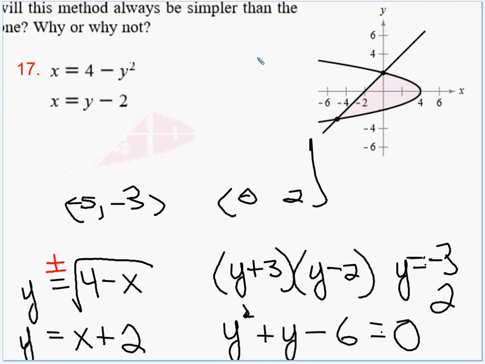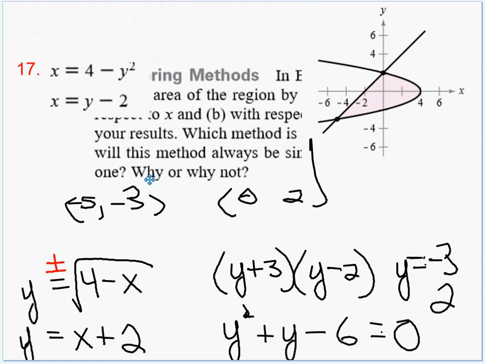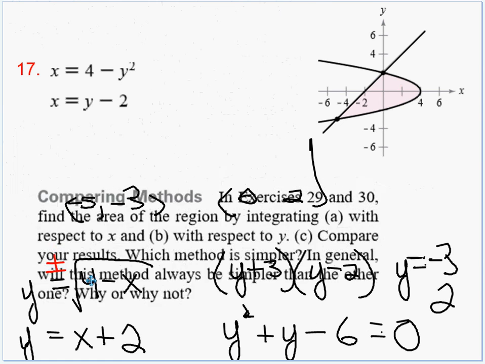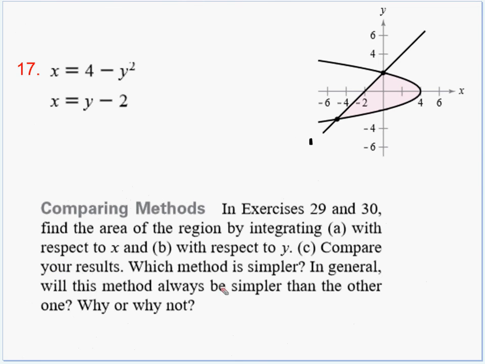So back here, we did part A to the x-axis, it was pretty gruesome. We did part B to the y-axis, much nicer. So part C, compare the results, which is simpler. Of course, to the y-axis, integration was much easier. In general, will this method always be simpler than the other one? Well, it depends on the functions. Here, we had the line leave the shaded region, so we had to rely on the positive and negative parts of the parabola. You know, that could easily happen with respect to the other axis if the graph was rotated.